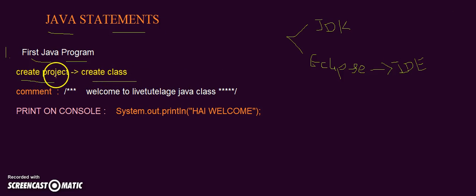Now first we will see how to open this Eclipse IDE to write the Java program. Then we will discuss two things. One is how to give a comment in Java. The second is how to print a text on console. Now first we'll see how to open a project and how to create a class.